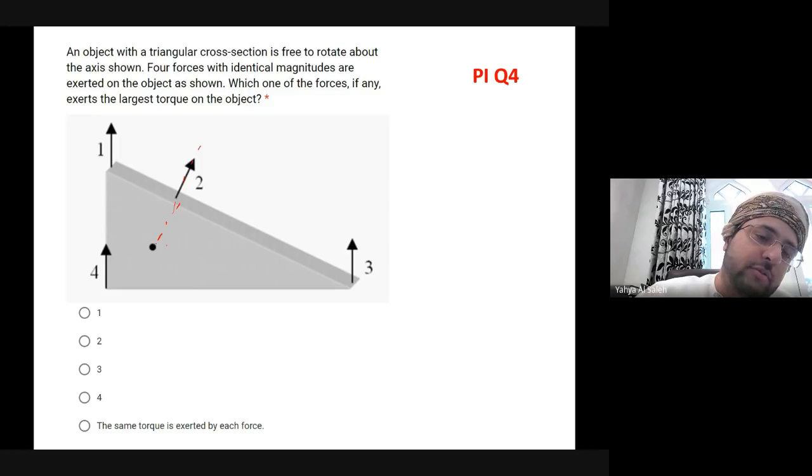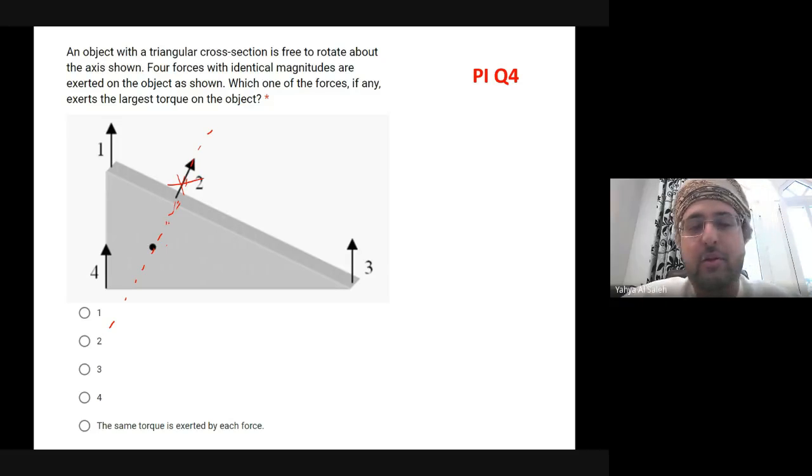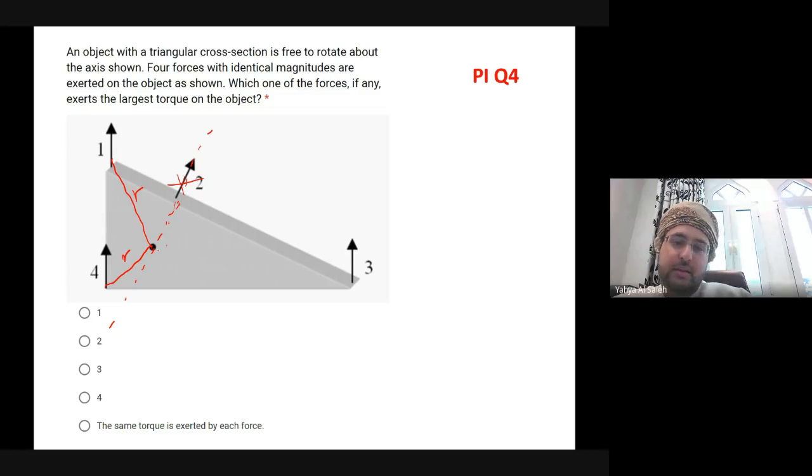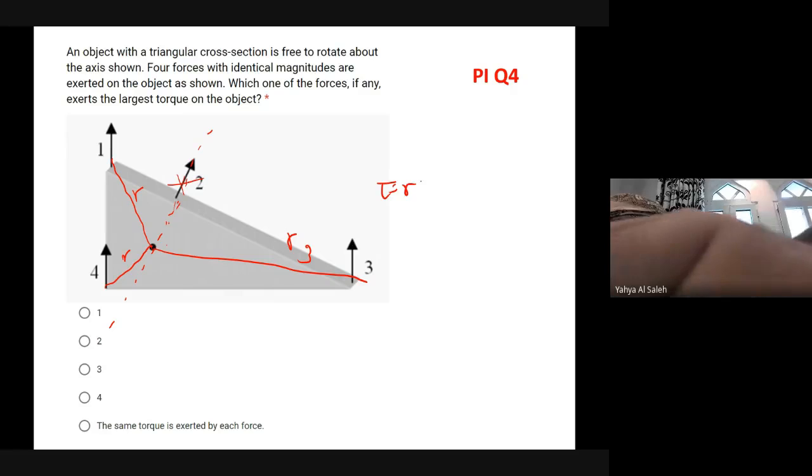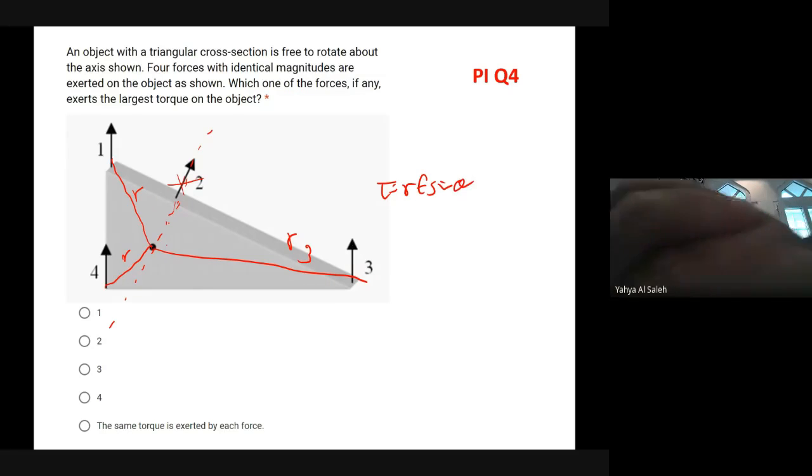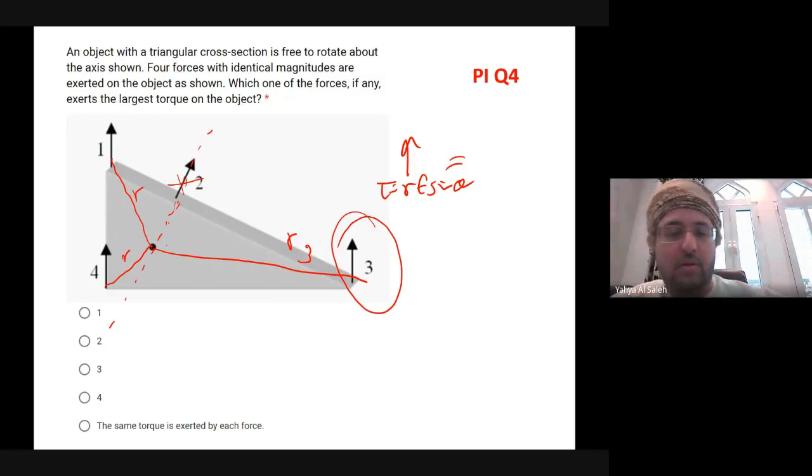This is the center of rotation. So we know it's not 2 since the R is 0. 1 and 4 would give you the exact same. Actually, this is the distance of 4, this is the distance of 1, yet this is the distance of 3. And if the F is the same, then torque equals RF sine theta. Bigger R, same theta means 3 is your correct answer.